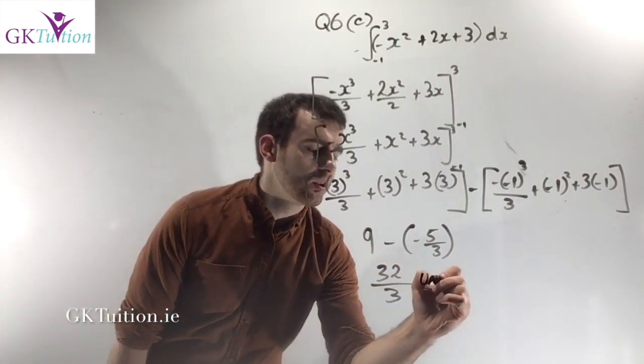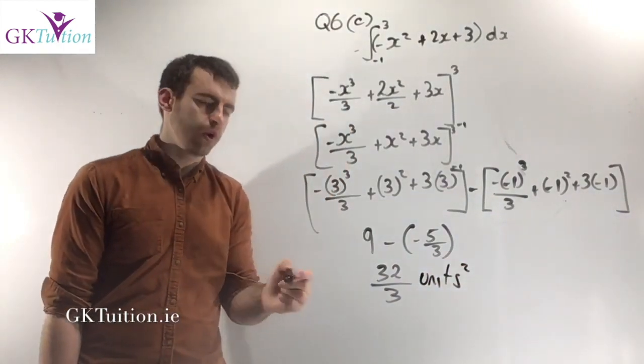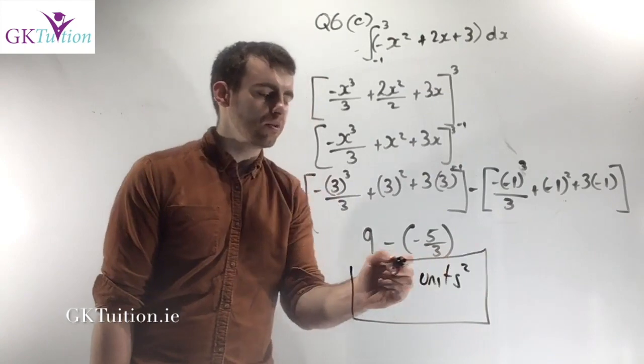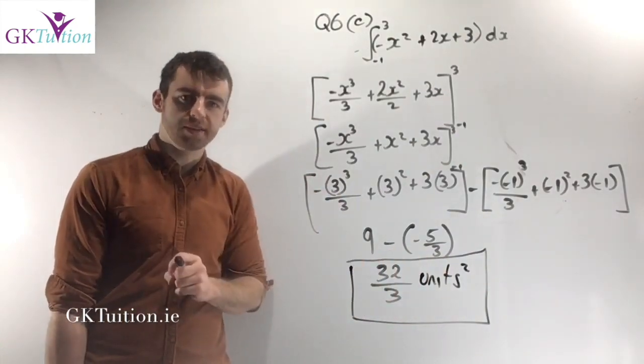And since we're dealing with area, I would always suggest students put in units squared. They didn't explicitly give me units, so I'm just going to call them units squared. And that's your final answer for part C.